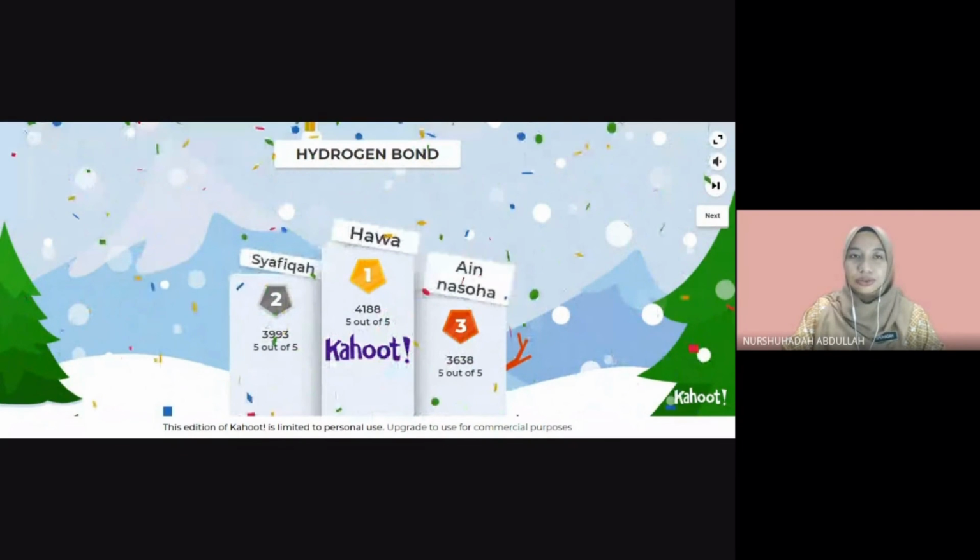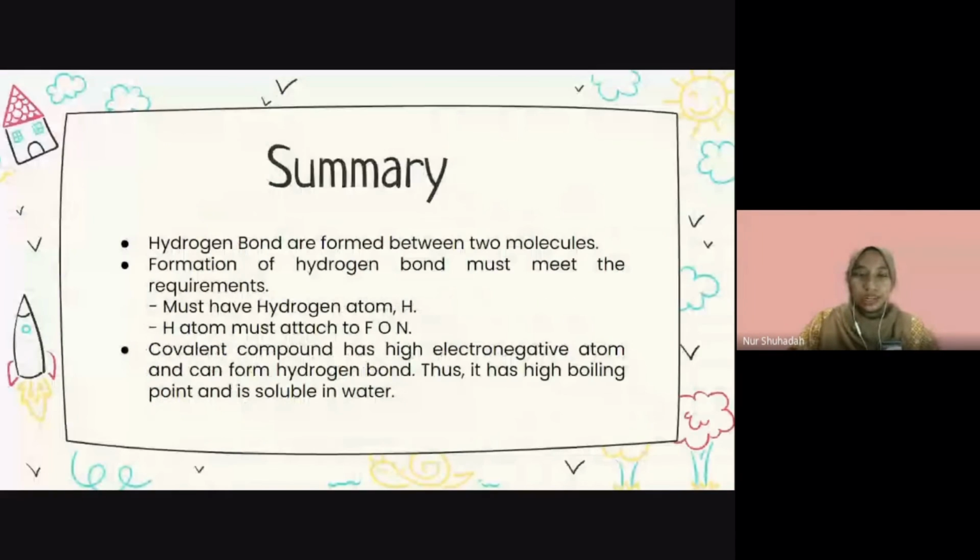So now we have to summarize our lesson today. Hydrogen bonds are formed between two molecules. Second, formation of hydrogen bond must meet the requirements: first, there must be a hydrogen atom, and second, the hydrogen atom must be attached to F, O or N. And lastly, covalent compounds with a high electronegative atom can form hydrogen bonds. Thus, they have high boiling points and are soluble in water. Okay, that's all for today.